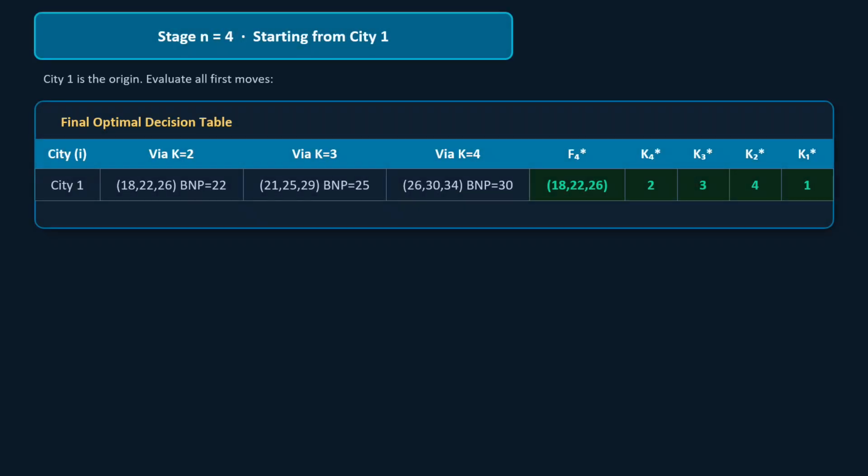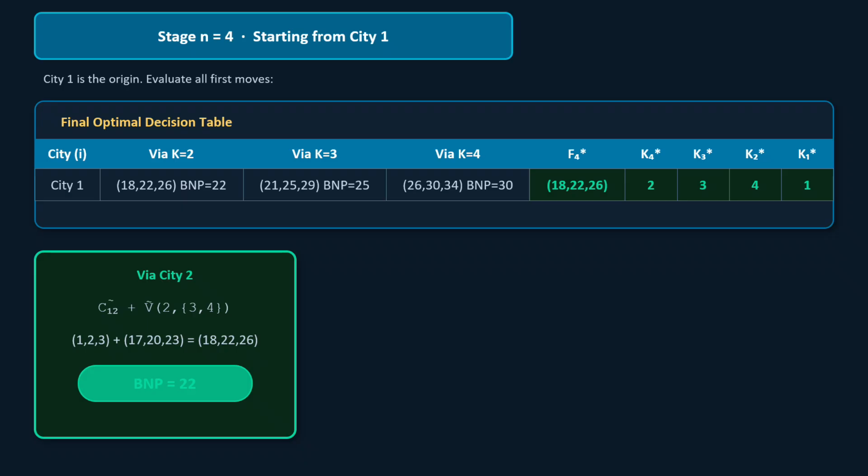This is the final stage. City 1 is the starting point and must decide which city to visit first. The rest of the route is then determined by the results from previous stages. Route via City 2, from C1 to C2.